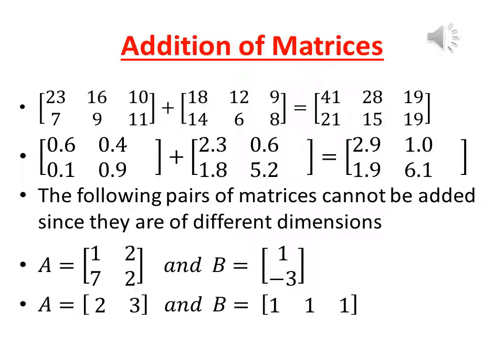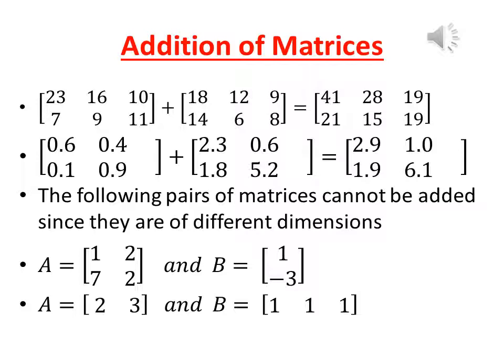We have two matrices here: 23, 16, 10, 7, 9, 11 is matrix A. Matrix B is 18, 12, 9, 14, 6, 8. How to add? The first element, 23 plus 18, is 41. The second element, 16 plus 12, is 28. Third, 10 plus 9 is 19. Second row, 7 plus 14 is 21. 9 plus 6, the corresponding element of the matrix, is 15. 11 plus 8 is 19.